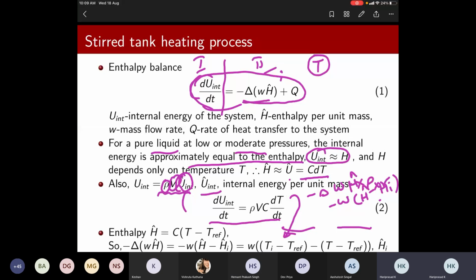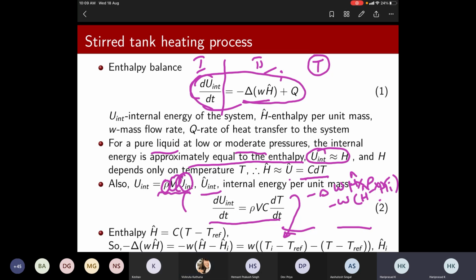Okay. Then what about the second term? So that's Q. Delta WH means work done actually. Change in enthalpy is equivalent to work done, and we add it with the heat. This is just the first law of thermodynamics. Okay. So is this clear now to everyone? Yes, sir.